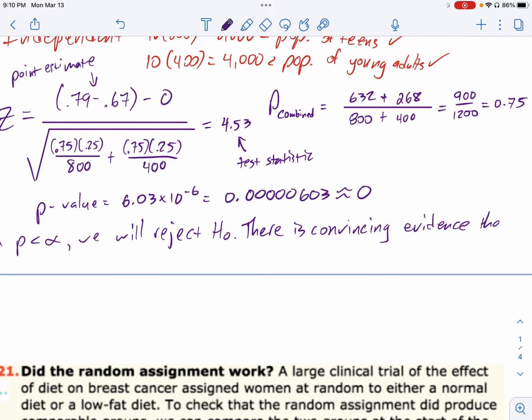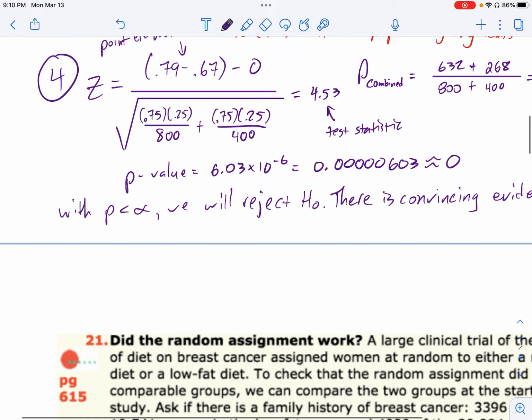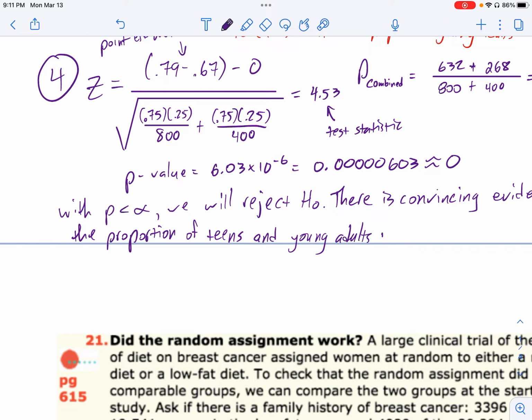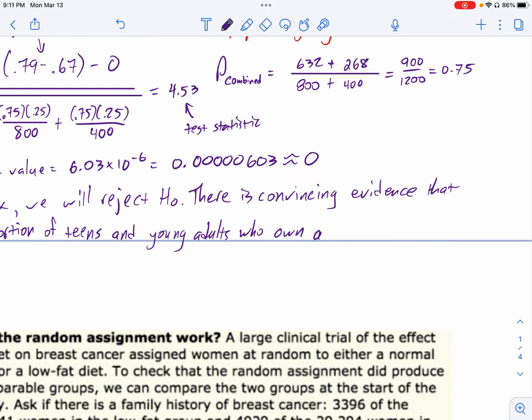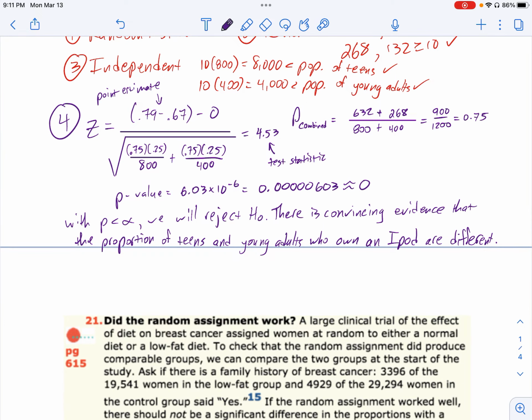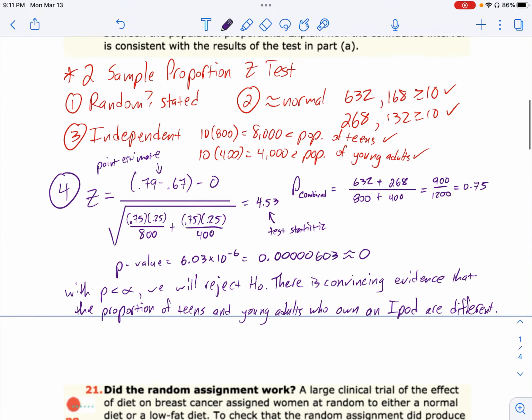that the proportion of teens and young adults who own an iPod, sorry, are not the same, are different. Which makes sense. You know, even a 10-year gap from teenagers to young adults, that iPod phase was brief, folks. Okay, so that was a full test there.